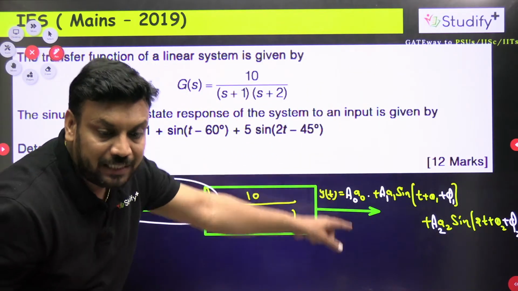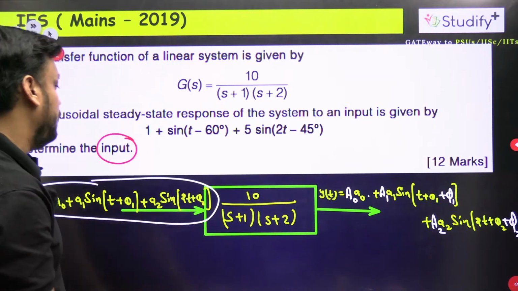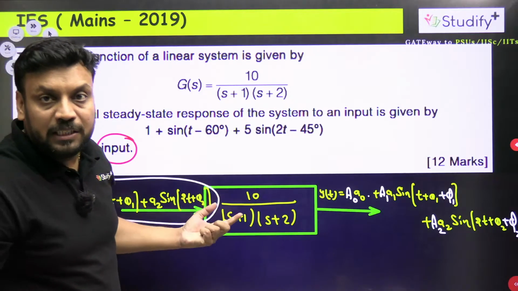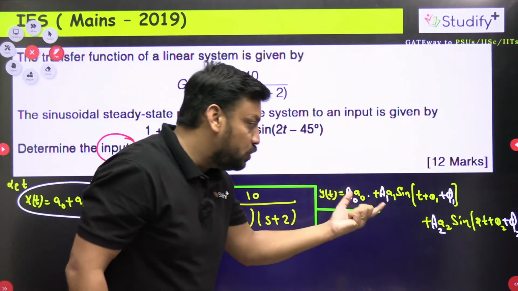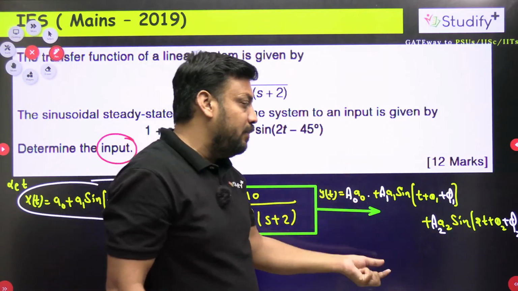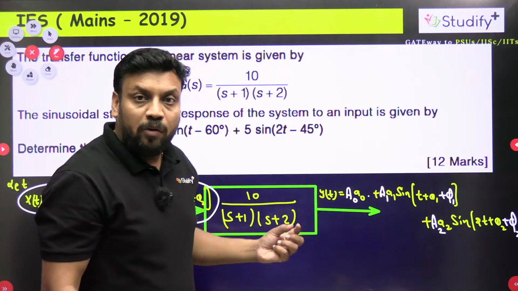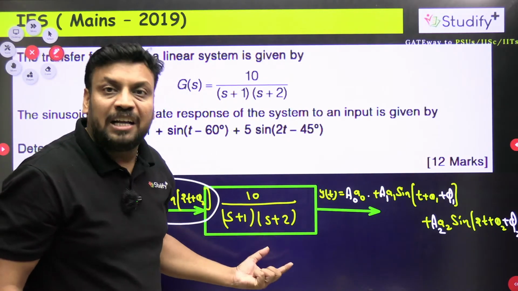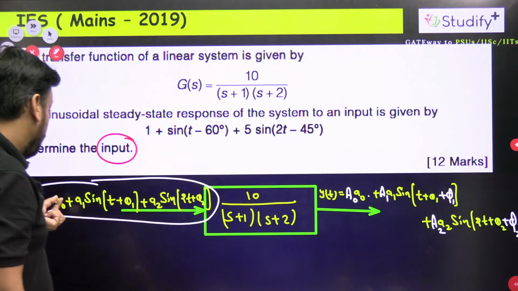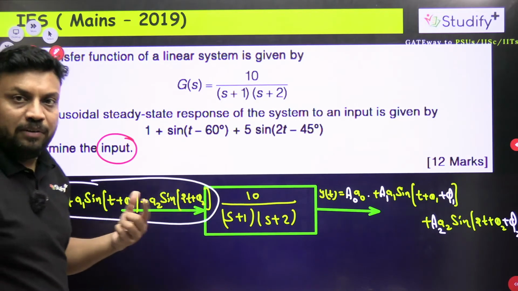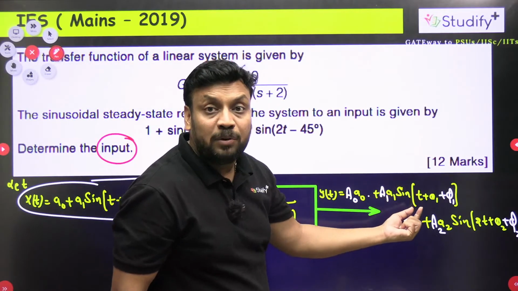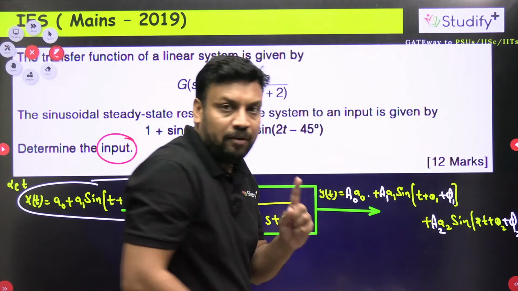Why did I write it in white with a different pen? So that you understand that, sir, if you assume this is your input, then as far as the basic concept is concerned, this should be your output. Here capital A naught, capital A1, capital A2 is provided by the magnitude of transfer function at omega input. So if I compare the constant value, this is a DC value, I will consider omega 0. If I consider this A1, then I will take omega input as 1, because the multiple of t is 1, so omega input is 1.